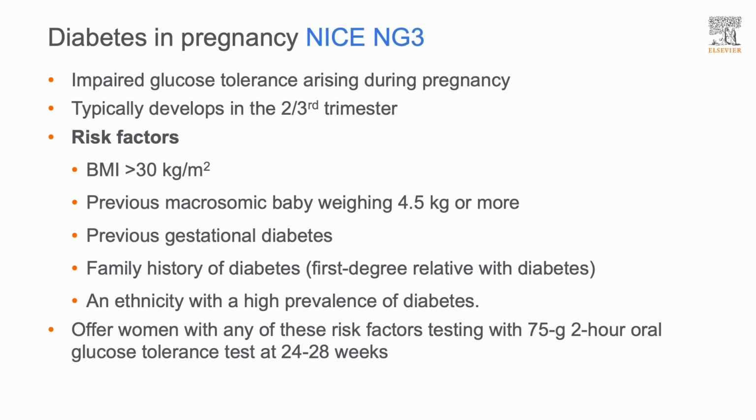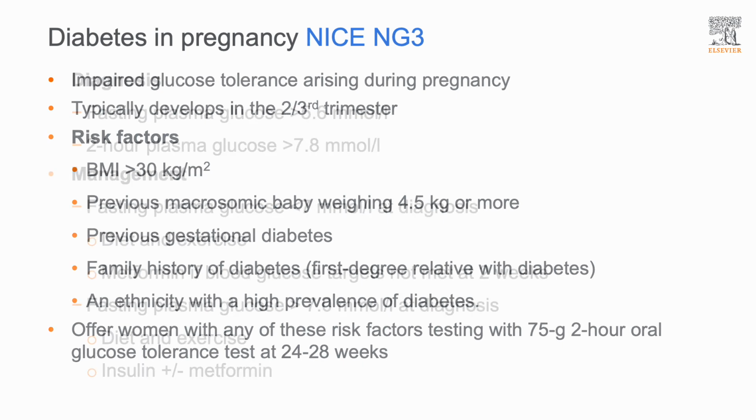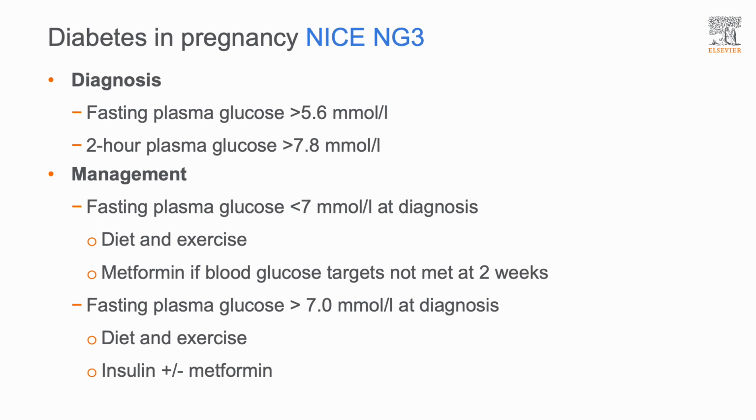Any women with these risk factors should be offered testing with the 75 gram 2-hour oral glucose tolerance test at 24 to 28 weeks to detect impaired glucose tolerance. The diagnosis of gestational diabetes is made in any women with a fasting plasma glucose above 5.6 millimoles per litre or a 2-hour plasma glucose of above 7.8 millimoles per litre.